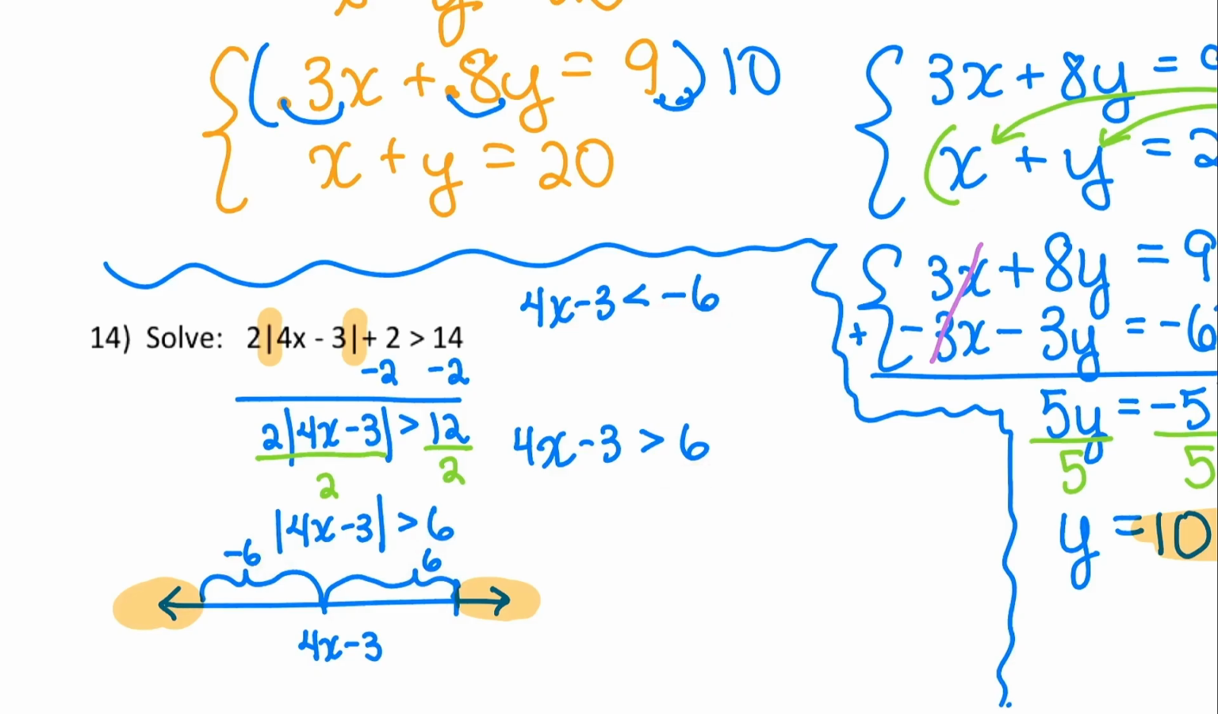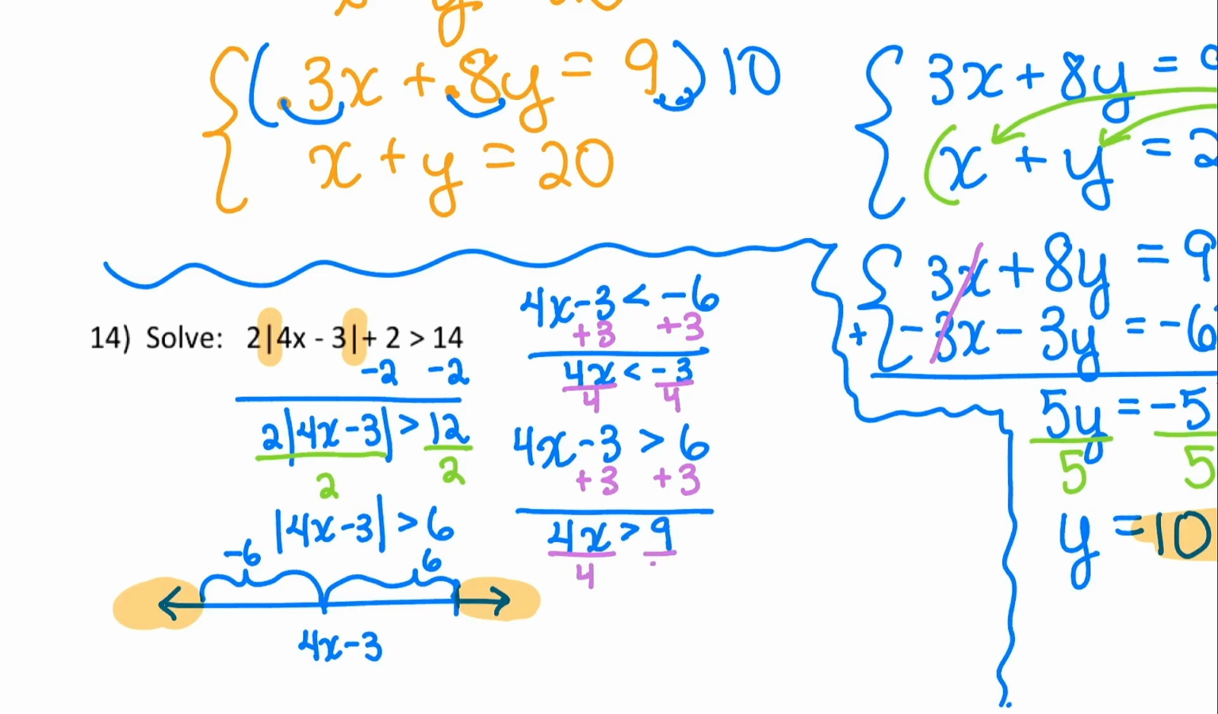Now we're going to solve these inequalities separately. So we can add 3 to both sides on both inequalities, and that's going to result in 4x is less than negative 3. Down here, it's going to result in 4x is greater than 9. Now we can divide the top inequality by 4 and the bottom inequality by 4. So now we end up with x is less than negative 3/4, or x is greater than 9/4. And these are our two solutions.